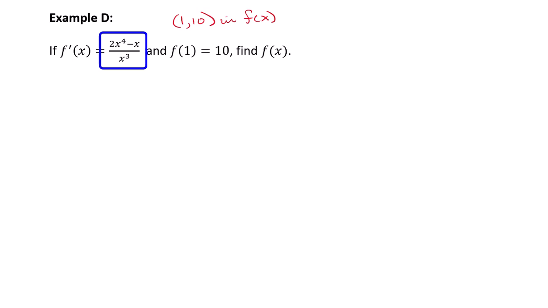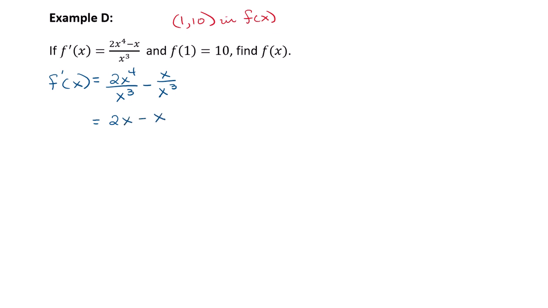Notice it is really difficult to go backwards with a rational the way it's written. So I would recommend rewriting the derivative function first by splitting it up if you can. Since the denominator is a single monomial, we can write it as 2x to the fourth over x cubed minus x over x cubed. So again, it's still the derivative. When we simplify it, we get 2x minus x to the negative 2, 1 over x squared. So again, that is the derivative.